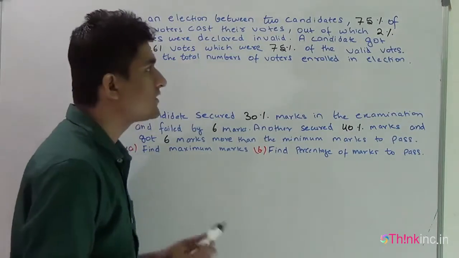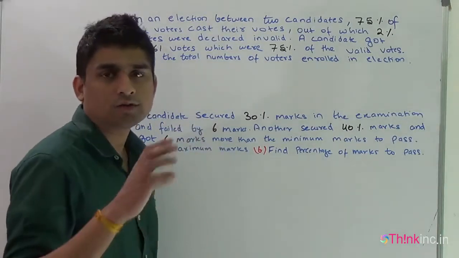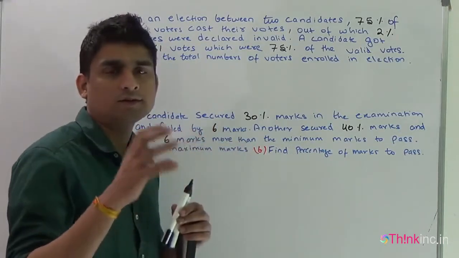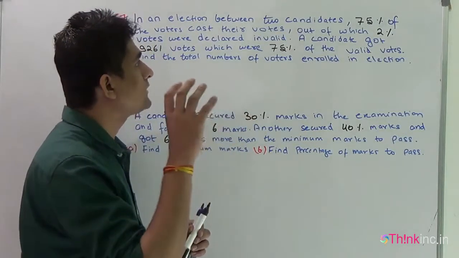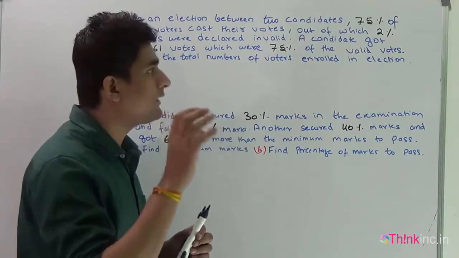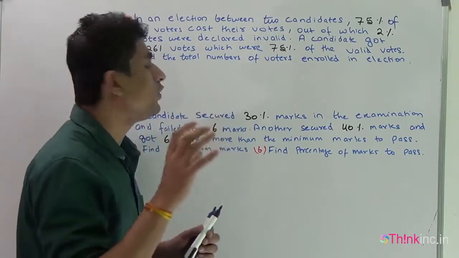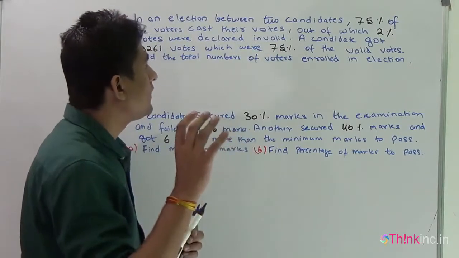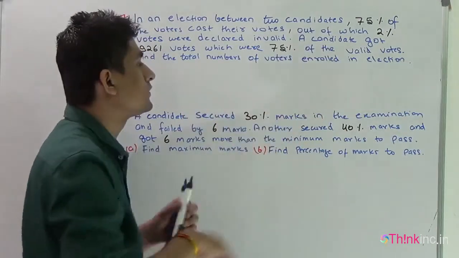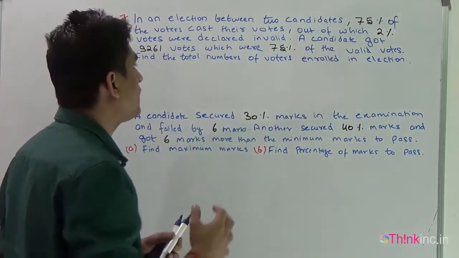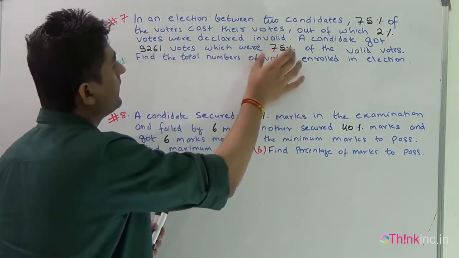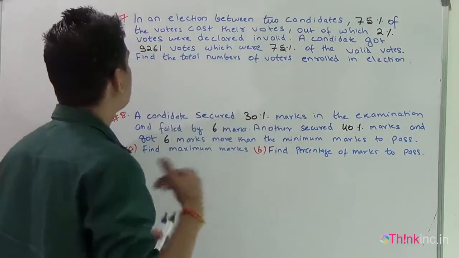This question says there were some voters, of which only 75% of the voters voted. And among the total votes, 2% of the votes were declared invalid. Now, one candidate got 9261 votes, which was 75% of the valid votes, that means after deducting the 2% invalid votes. Many people try to solve this question by doing reverse engineering. That means they proceed from this side by putting 75% of the valid votes equal to 9261.